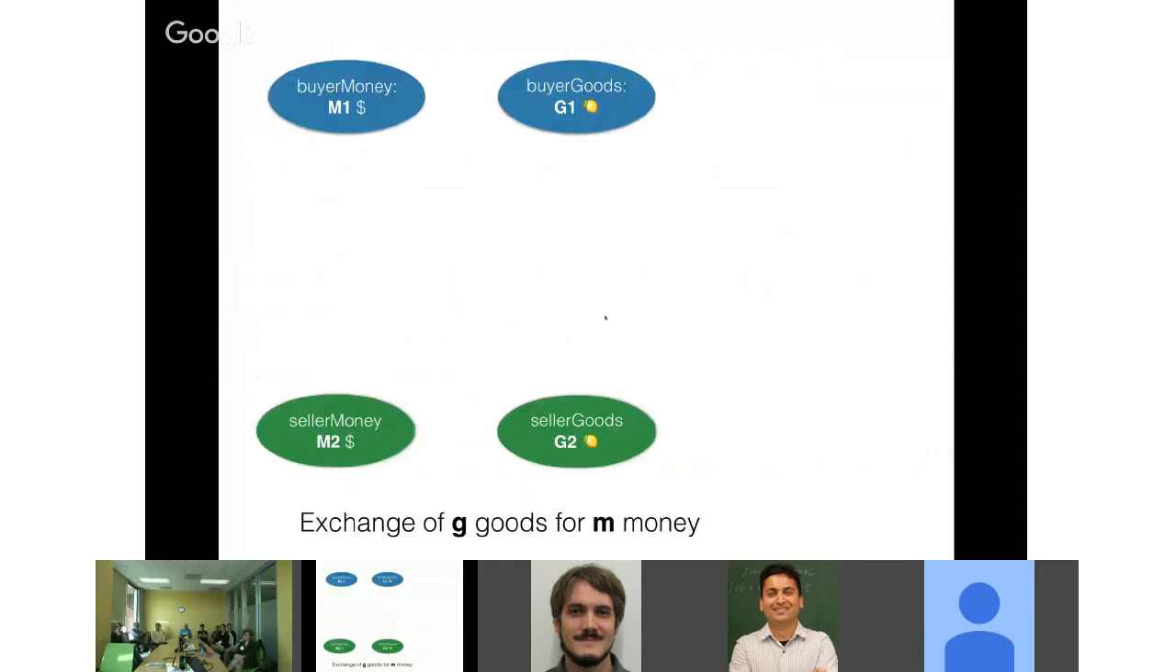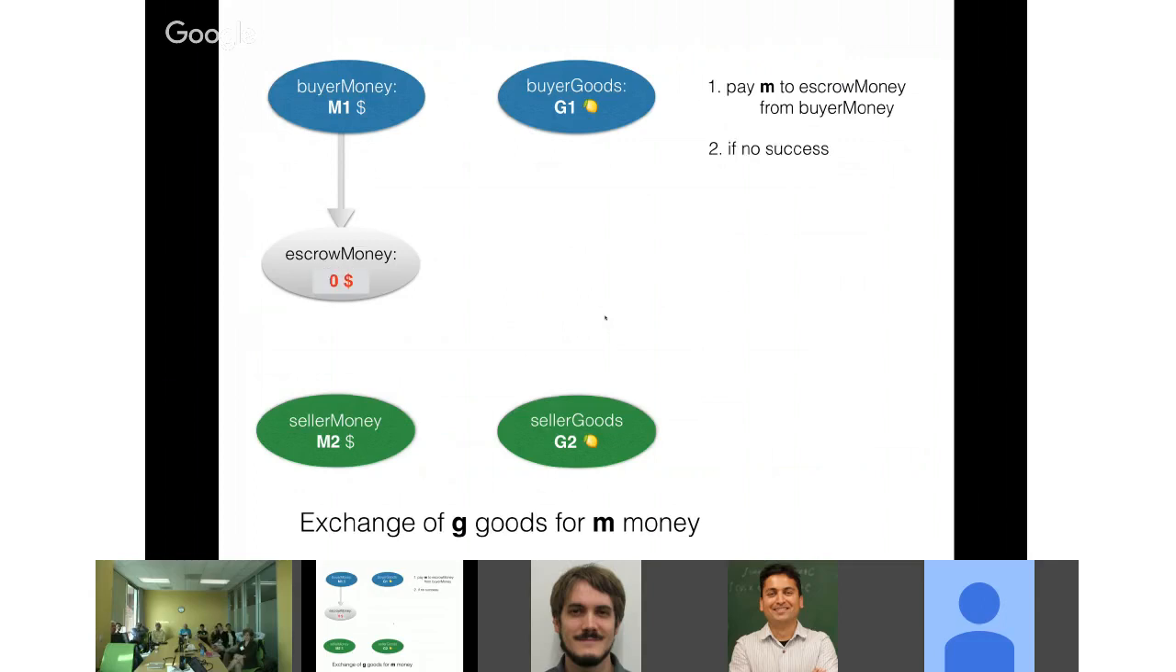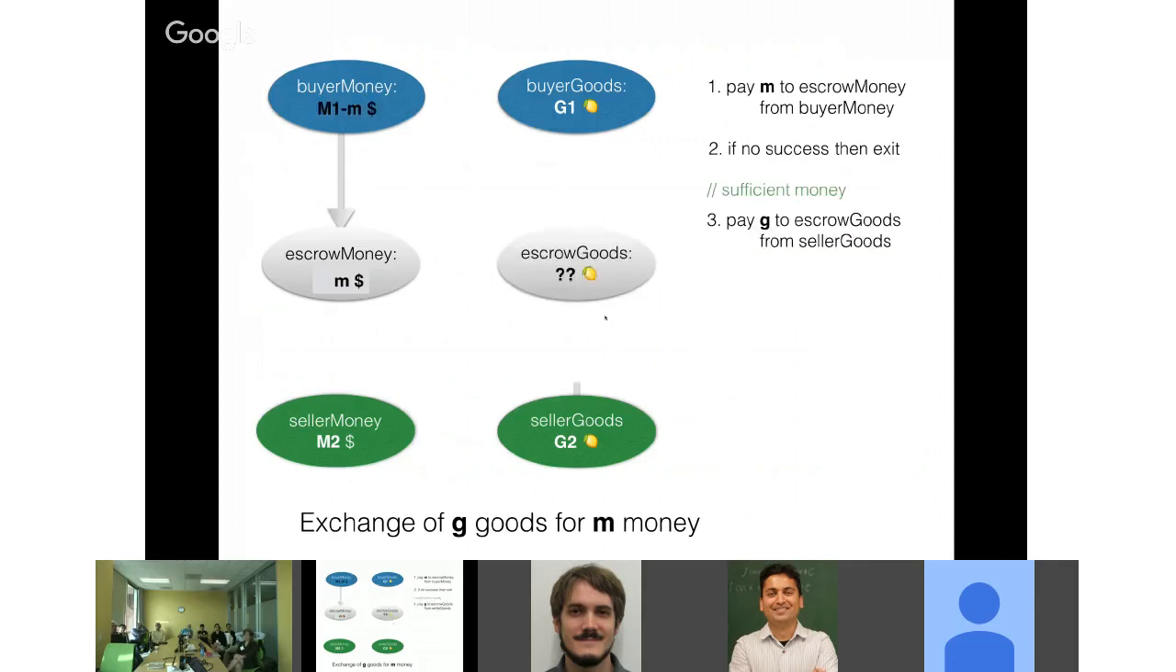How on earth can we do this? Well, here's an example. And this is fairly classic. What we do is we create an escrow belonging to the escrow agent, and we put the buyer's money into the escrow. If that doesn't work, then we quit. If it does work, well, hopefully we've got enough money in this escrow purse. And then we do the same thing on the other side.